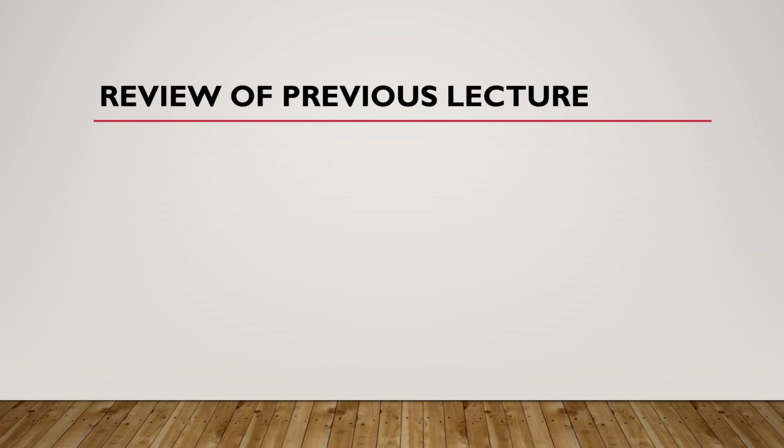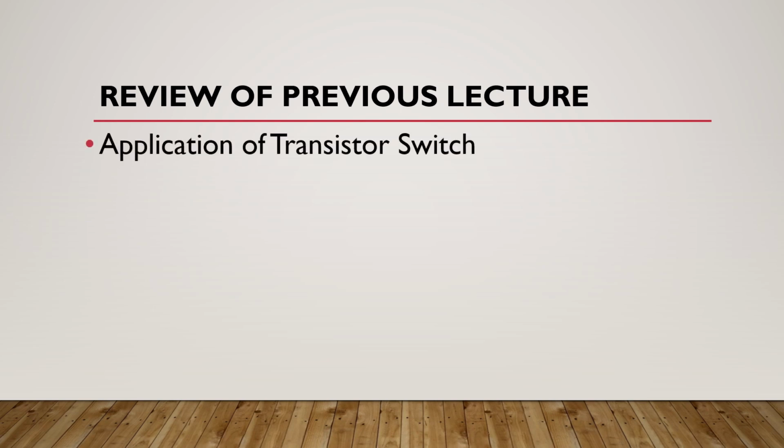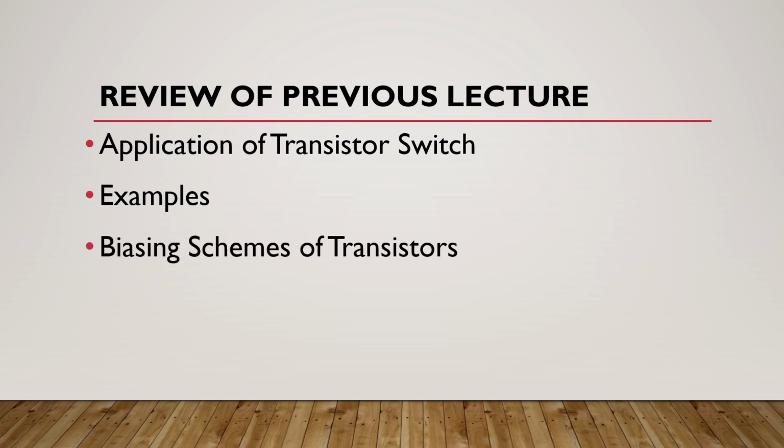First, we will have a quick review of our previous lecture. In your last lecture, you understood the application of the transistor switch, where you studied how transistors are used to turn an LED on and off. You also solved some examples related to bipolar junction transistors. In your previous lecture, you also understood biasing schemes of transistors.